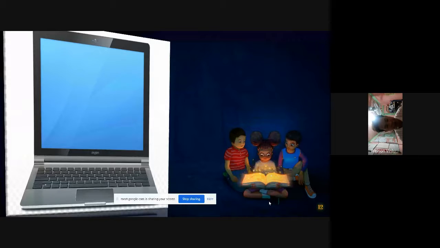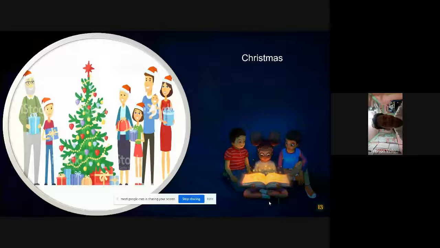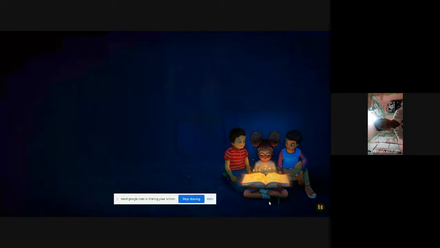Okay, the picture shows a laptop. Laptop is a thing. Another, what is in the picture? The picture is Christmas. So Christmas is an event. Okay, seems you really mastered our topic that we have discussed last Friday.